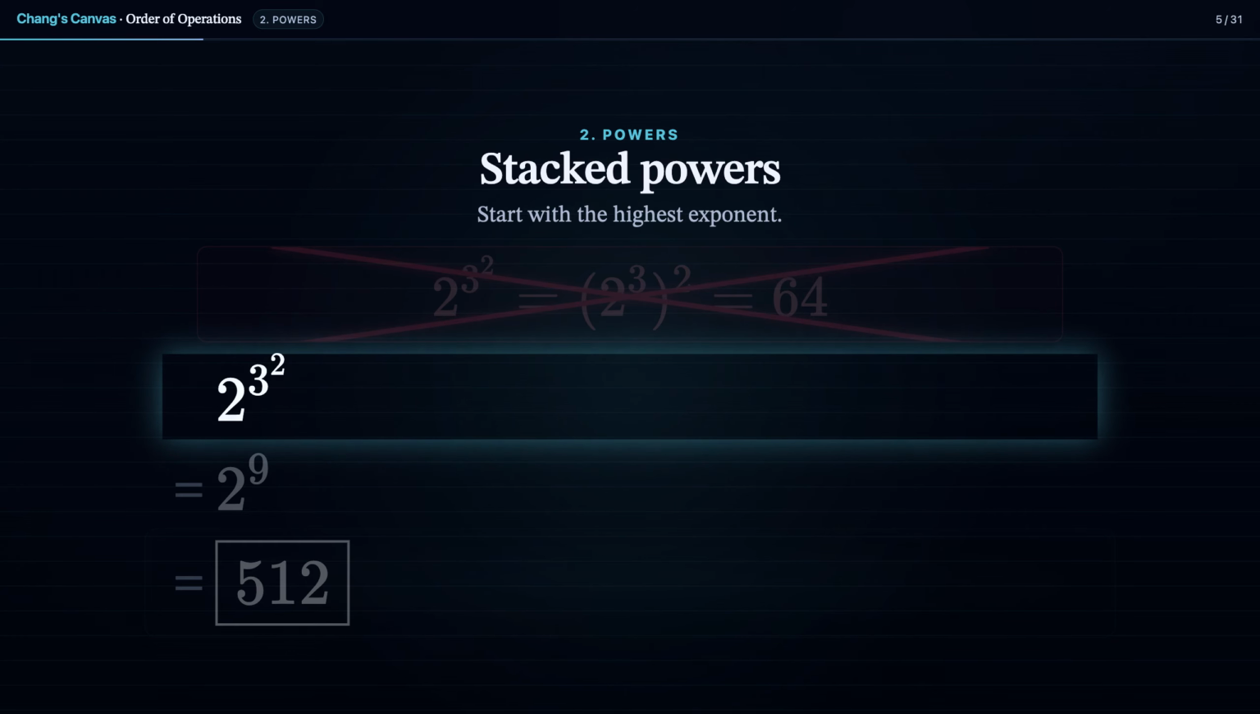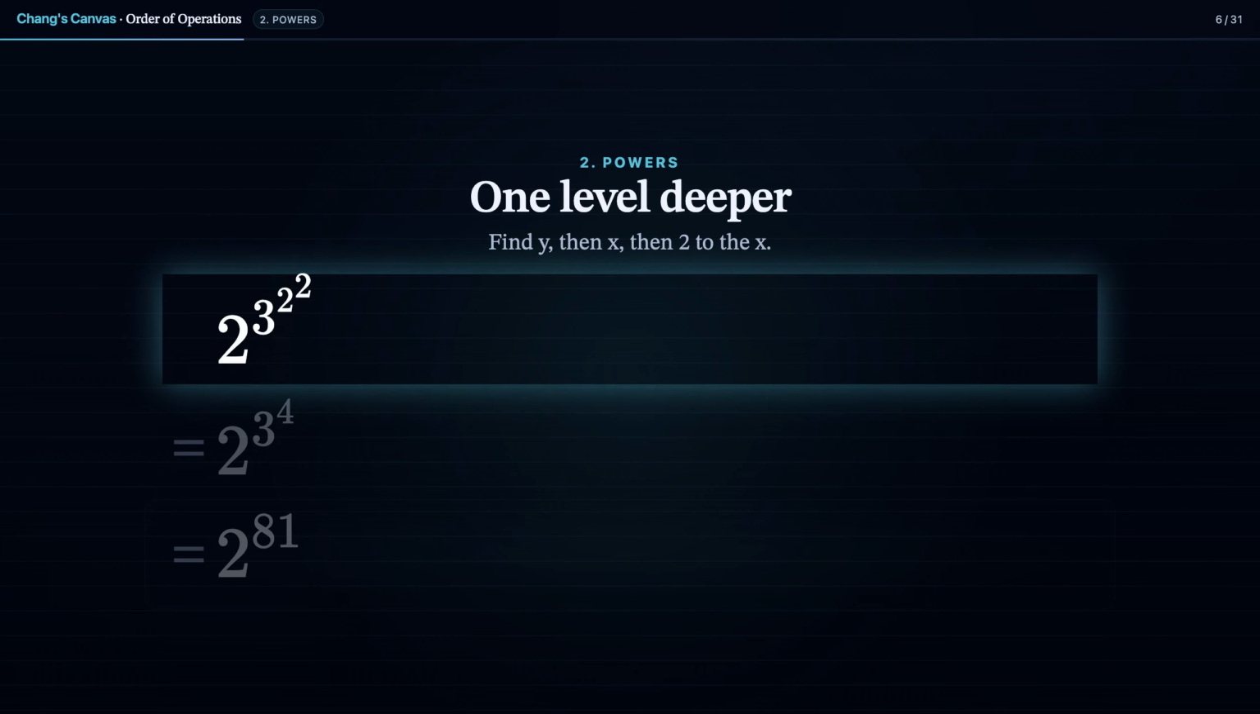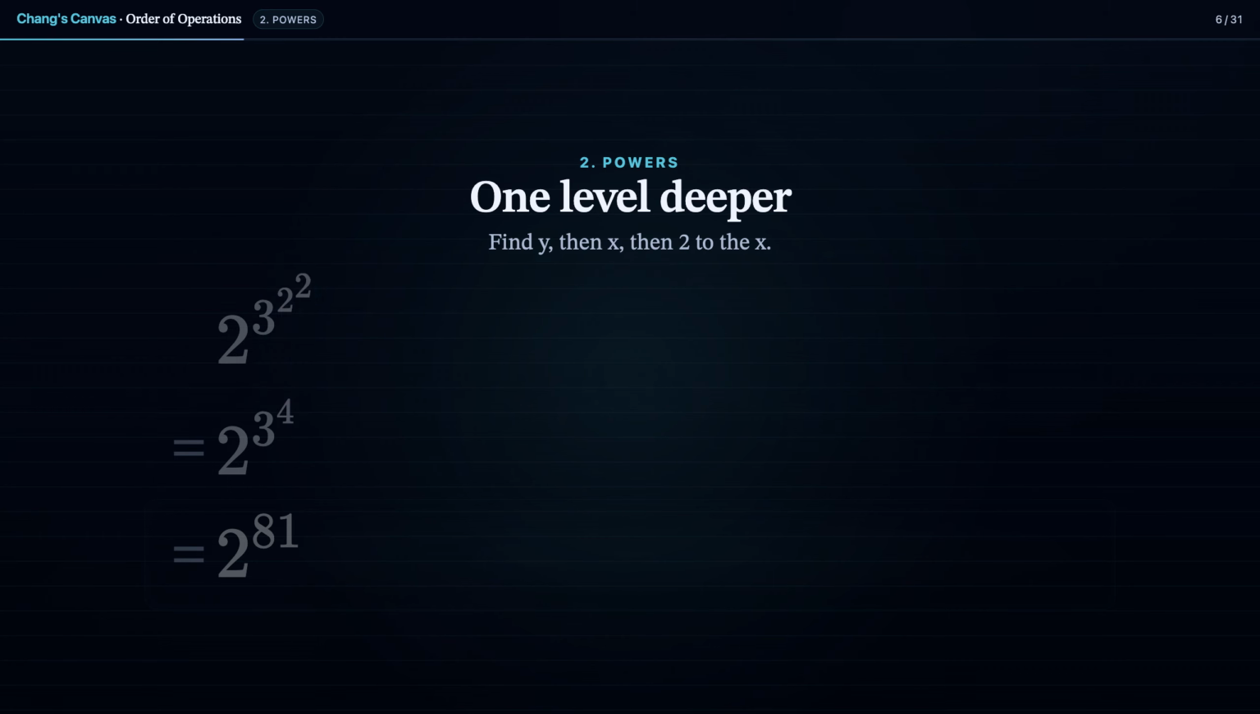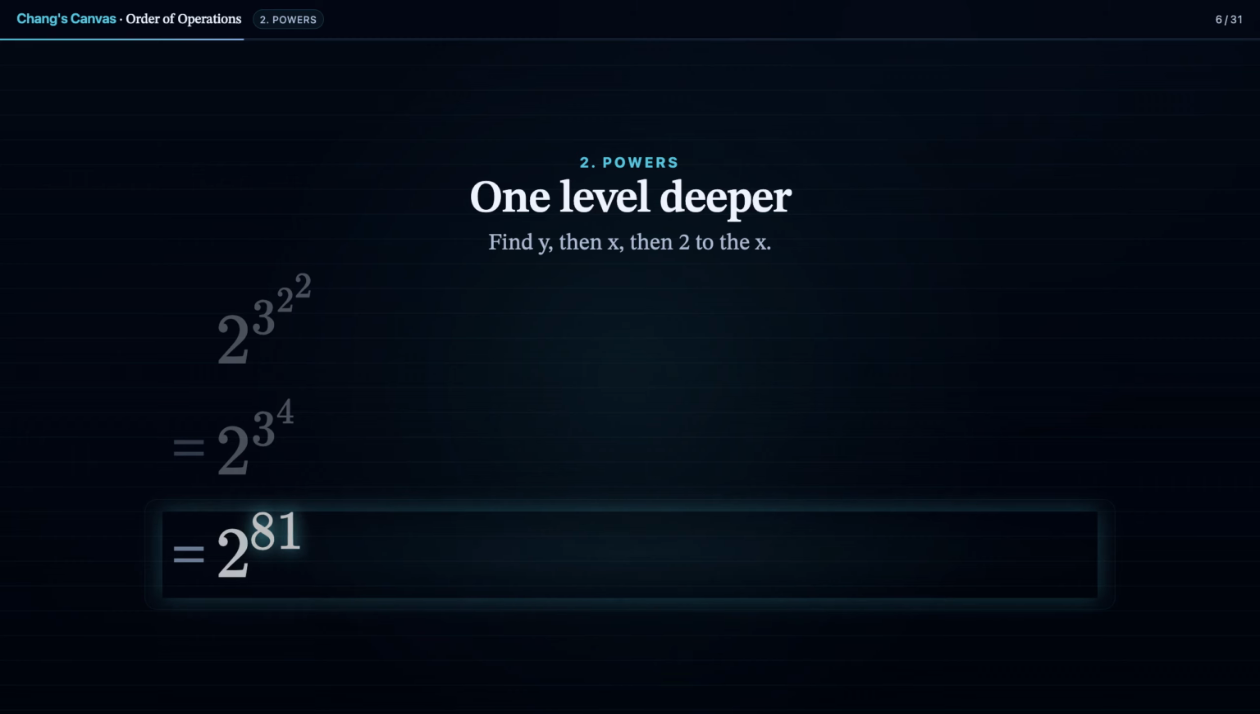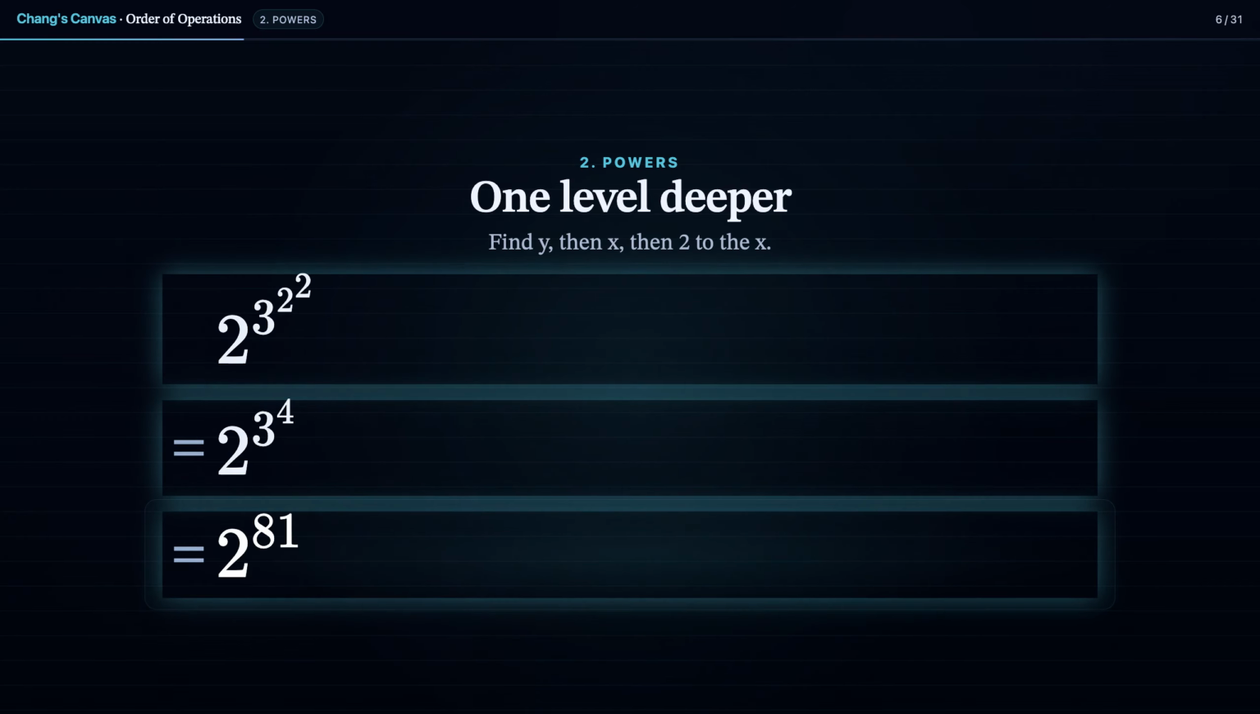Parentheses around 2 cubed make 64, but that is a different expression. Top first is the internal reading rule for an exponent tower, not a new PEDMAS tier. Try a 4-level tower. Read it as 2 to the x, where x is 3 to the y, and y is 2 squared. First y is 4, then x is 3 to the 4th, which is 81. So the tower is 2 to the 81st power. We do not need to expand that enormous number. The grouping is the lesson.